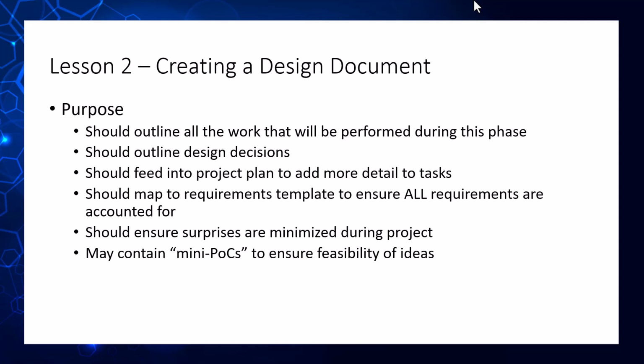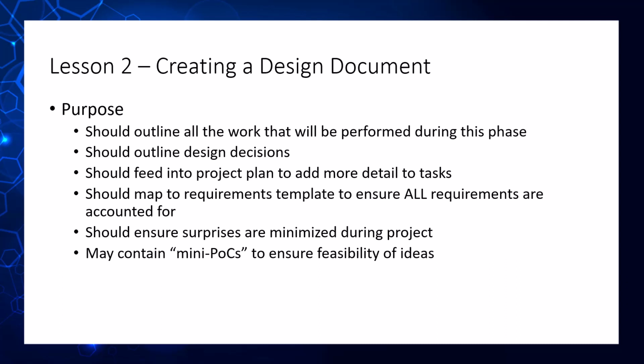It should outline all the work that's going to be performed during this phase, and that's things like the different screens that you're going to have in your user interface, the application logic, what the database is going to look like, what the data is going to have, etc. It should outline the design decisions, and not just outline them, but explain when you need that decision made. Is this something that you need to make during design? Is this something that you need to make during build? Are there prototypes required before you can make that decision, etc.?